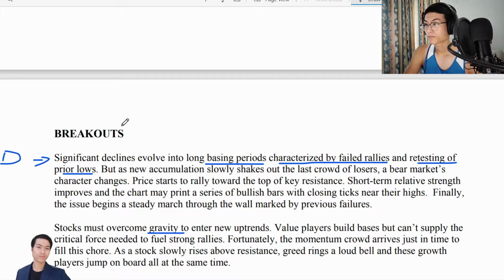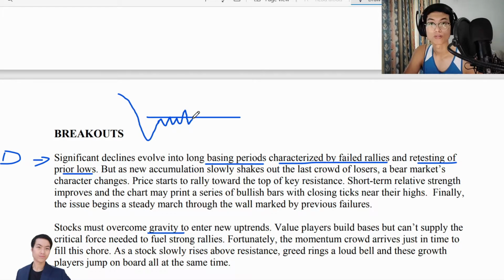So basically, significant declines go into a certain area, then it goes up and hits somewhat of a support or a resistance, characterized by a lot of failed rallies, where it goes up and breaks up. Sometimes you may have a false breakout and it dips back into this so-called resistance area. And the retesting of the prior lows: it's going to go over here, retesting the prior low. The prior low is around here. So they'll keep retesting.